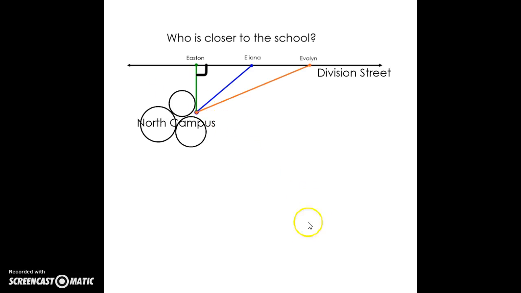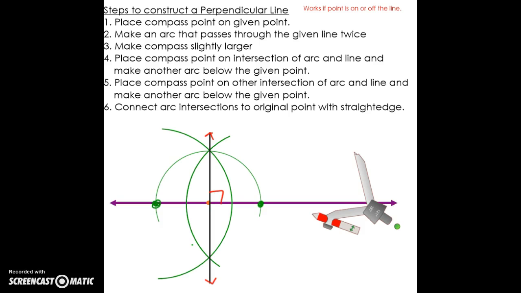Okay, now in reference to the perpendicular, if you can imagine Division Street right outside the school here, and here's North Campus. Three of my children are standing on Division Street, and obviously you can tell which one is closest to the school. Easton, being on the perpendicular from the street to the school, is the closest. And so anytime that you're looking for the shortest distance from a point to a line, it will be by taking the perpendicular to that particular line.